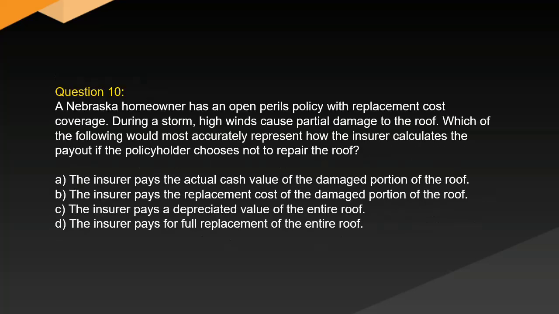Question 10. A Nebraska homeowner has an open perils policy with replacement cost coverage. During a storm, high winds cause partial damage to the roof. Which of the following would most accurately represent how the insurer calculates the payout if the policyholder chooses not to repair the roof? A. The insurer pays the actual cash value of the damaged portion of the roof. B. The insurer pays the replacement cost of the damaged portion of the roof. C. The insurer pays a depreciated value of the entire roof. D. The insurer pays for full replacement of the entire roof.